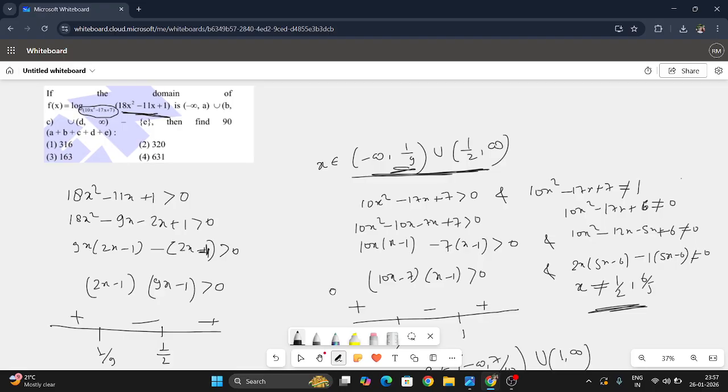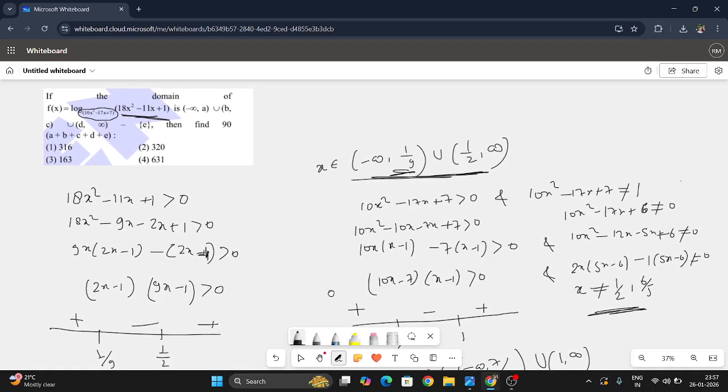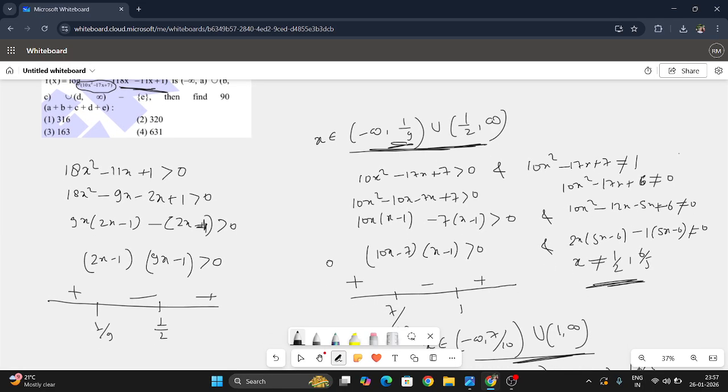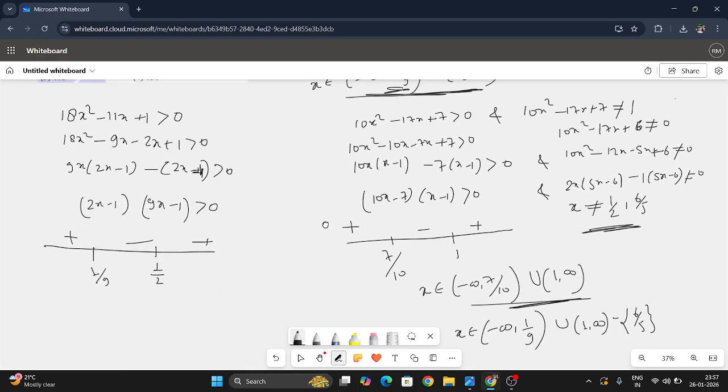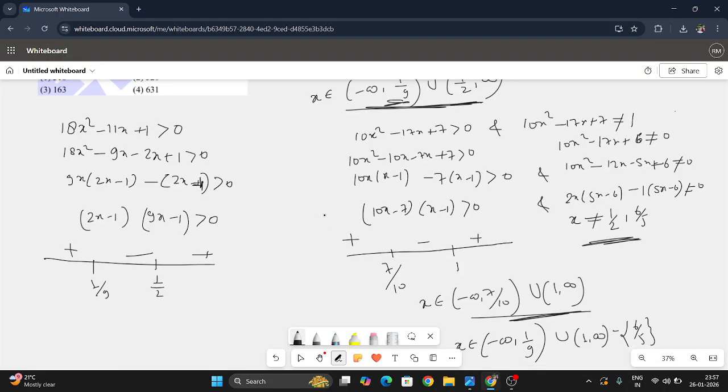So this is basically our domain: minus infinity to a, b to c, d to infinity, and e. This is not coming like that. I think there is some little mistake. We have to choose 1 to infinity. I think that's minus infinity to 1 by 9. If you take the common part, it is going to be minus infinity to 1 by 9, and that's fine.